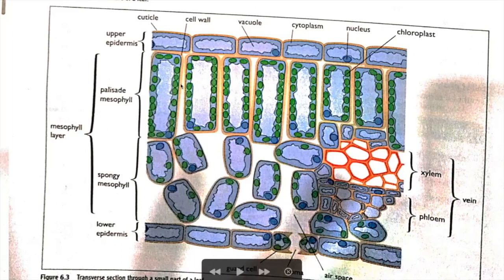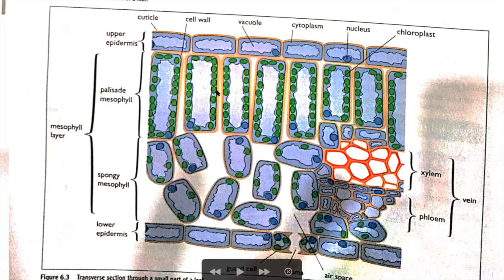Okay, can you understand? The second one is that if you notice the arrangement of palisade mesophyll are close to each other. Susunan dia tu rapat-rapat. Ataupun the arrangement of the palisade mesophyll cell are packed to each other. Maksudnya dia packed lah, rapat. Okay, why? Fungsi dia adalah to increase ataupun to maximize the sunlight absorption.